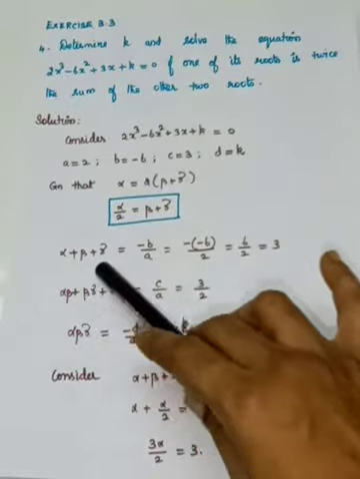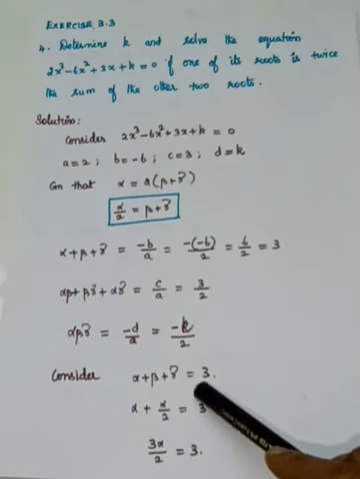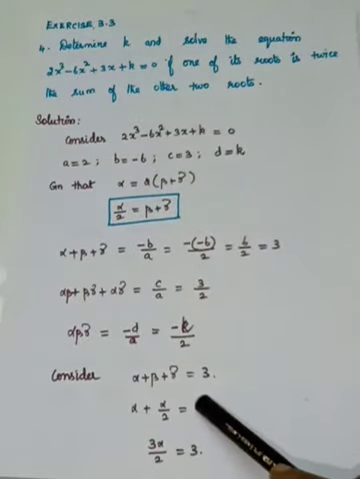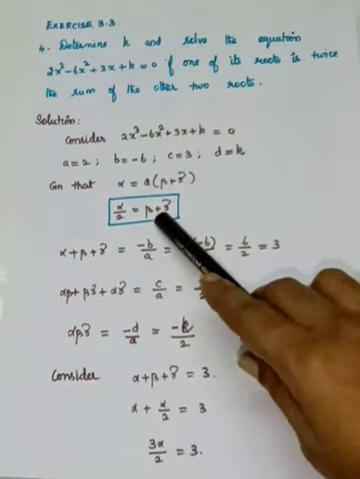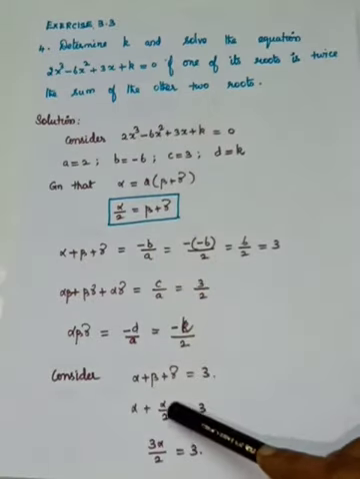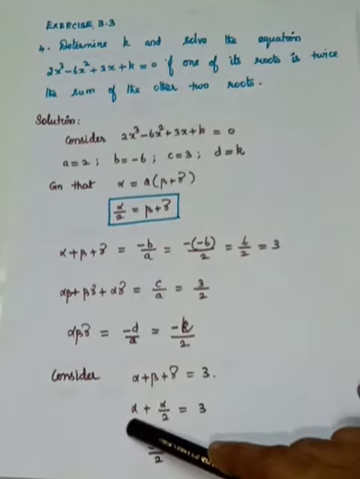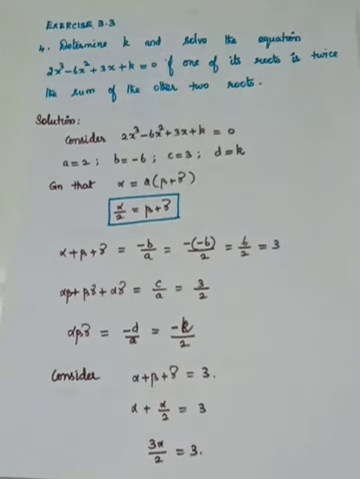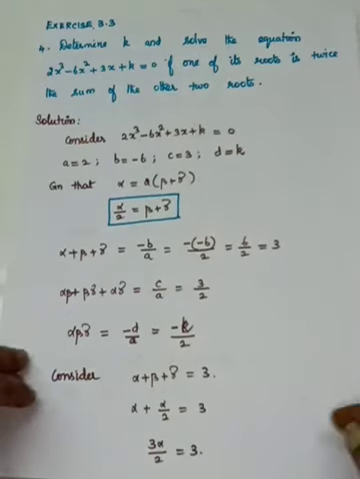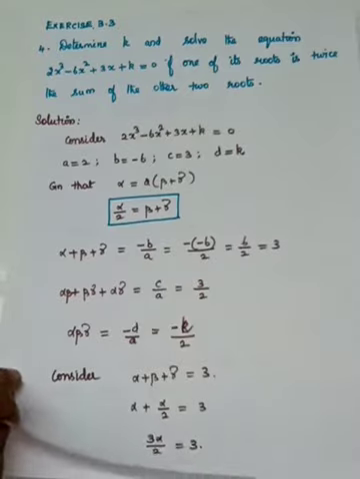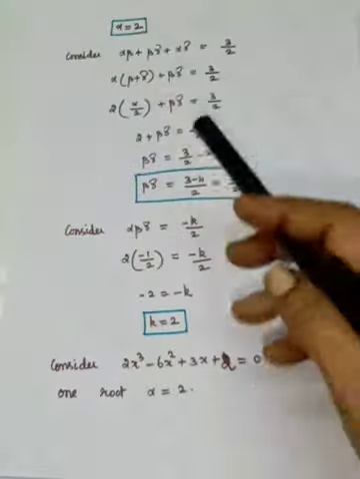So take the first result. Alpha plus beta plus gamma is equal to 3. On that, beta plus gamma, what we have taken, is alpha by 2. If you substitute and take LCM, 2 alpha plus alpha, that is 3 alpha by 2 is equal to 3. This 3 and this 3 get cancelled. So the denominator 2, when you take it to the right side, it is 2. So alpha is equal to 2.